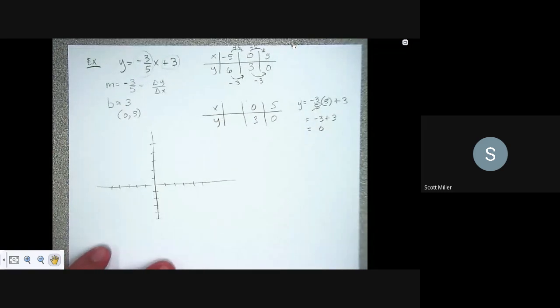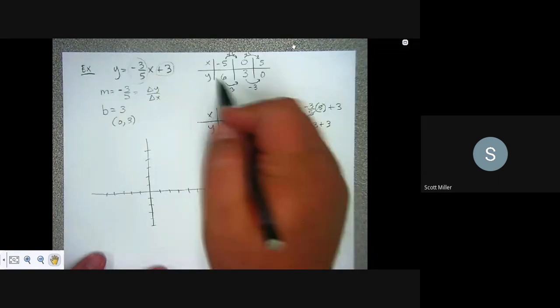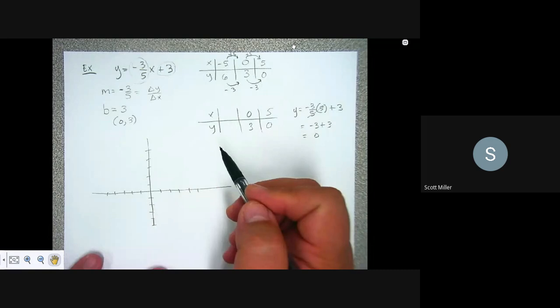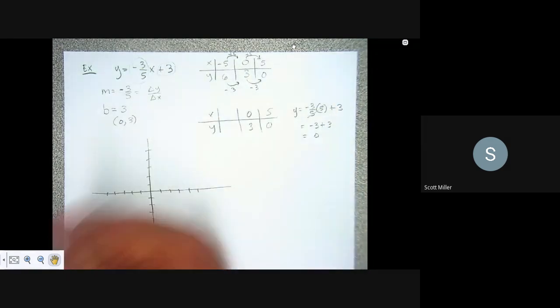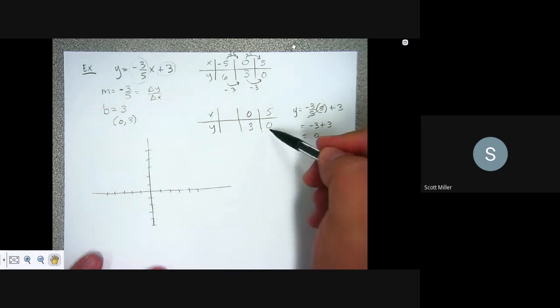How can I use the slope? Now, I have the table. I can just put the dots on the table. Ever see this? So if you make the table and you do it, then whether you made it this way or you made it this way, it doesn't matter.